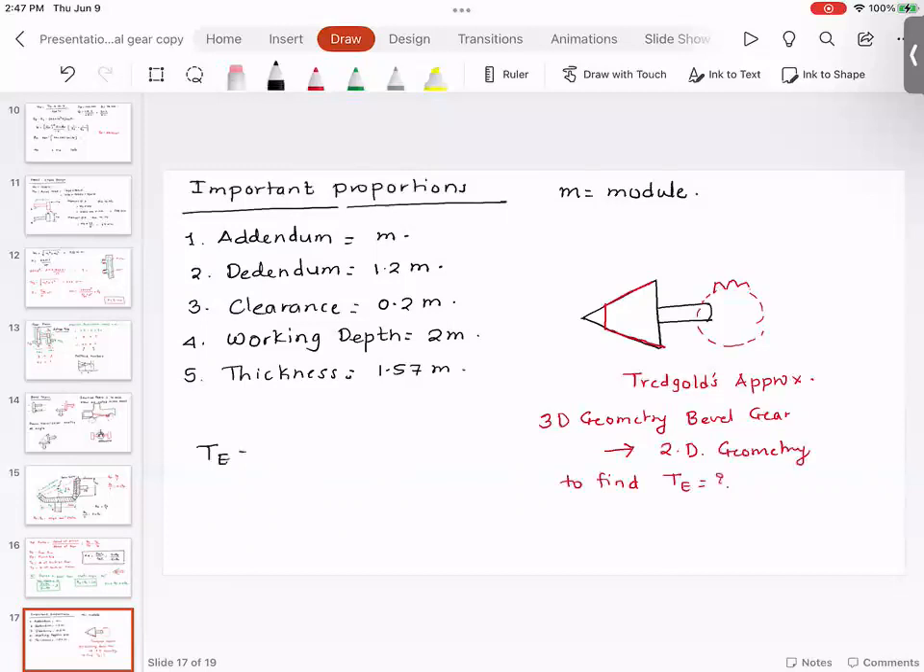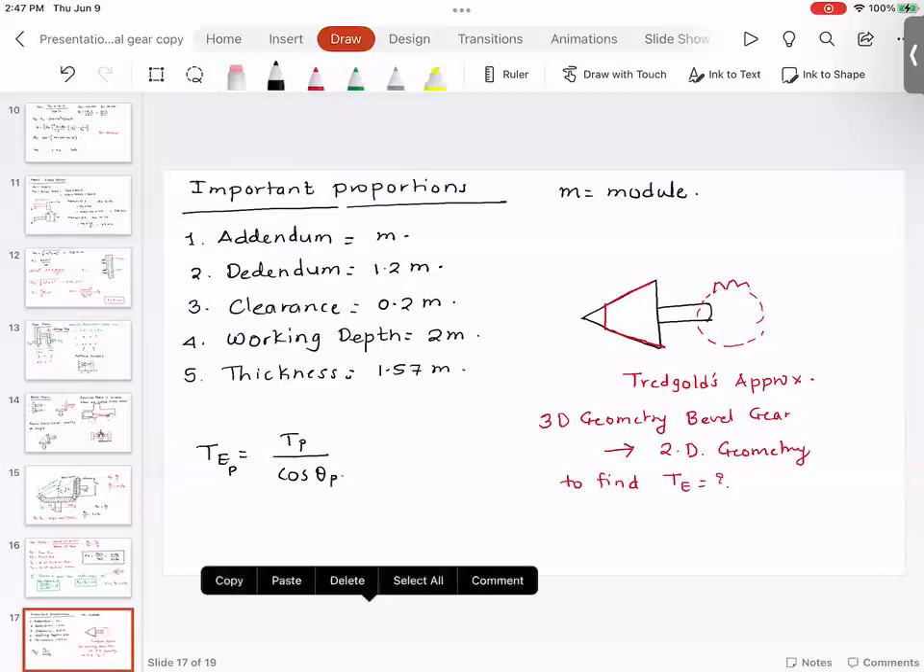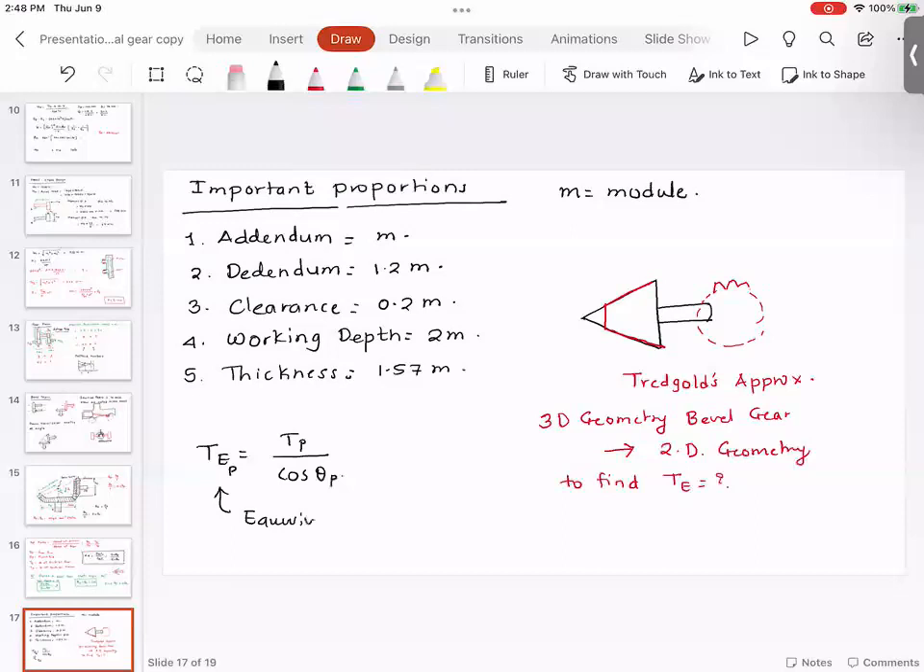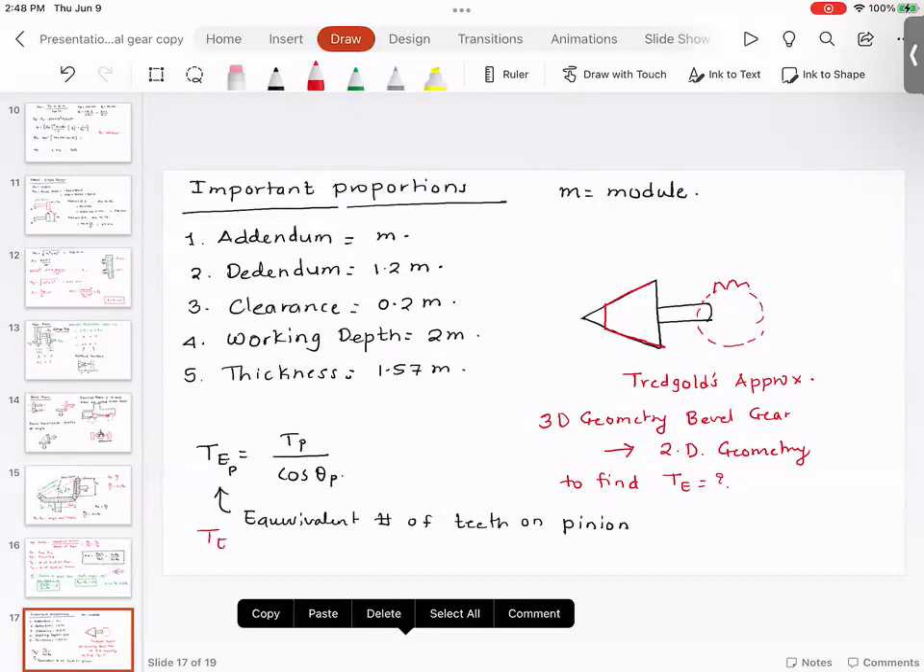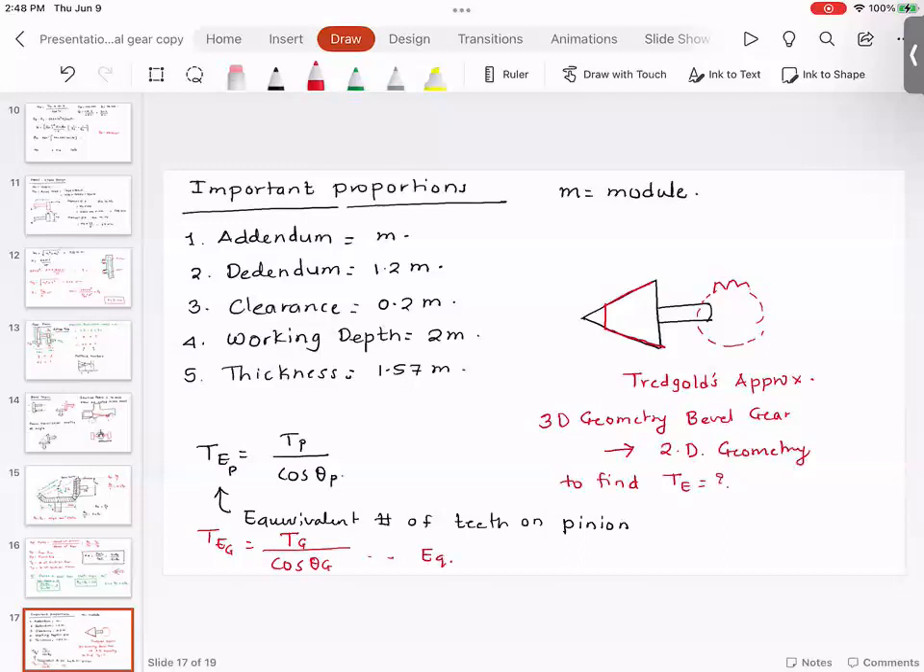So TE is equal to TP divided by cosine theta P. So this is the equivalent number of teeth on the pinion. And similarly, if you want to do this for the gear, TEG is equal to TG divided by cosine theta G. This is the equivalent number of teeth on the gear.